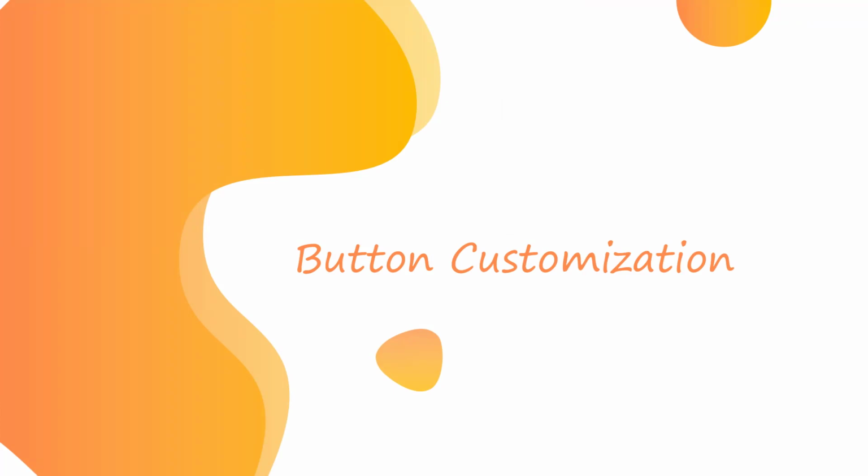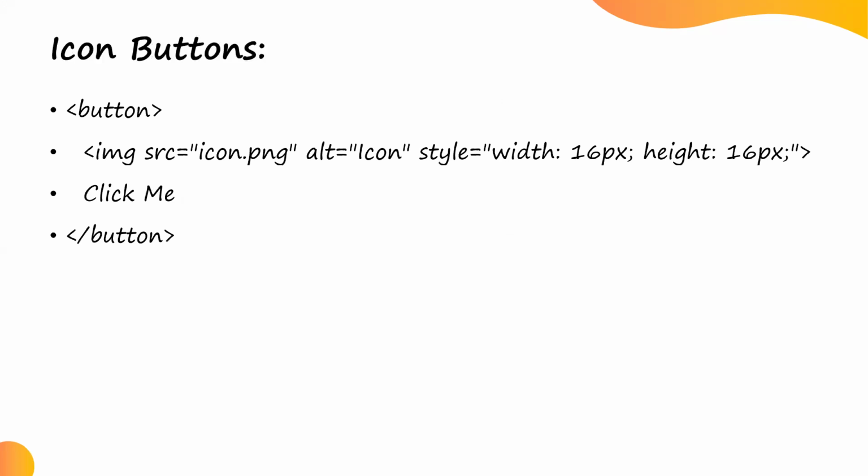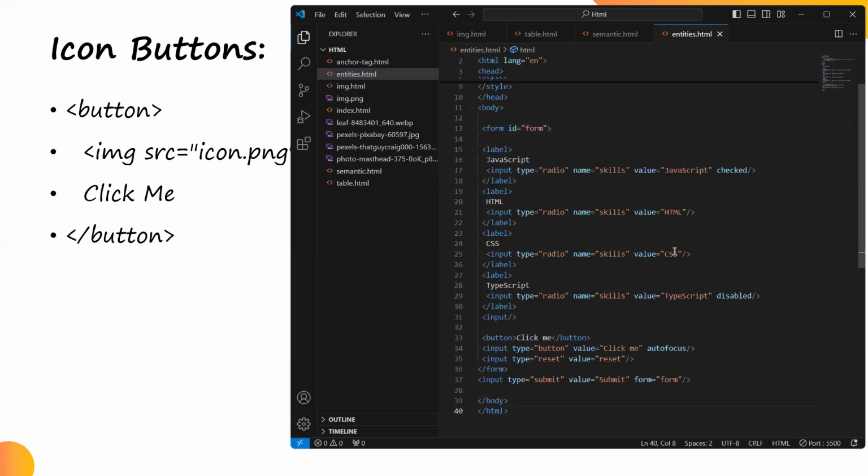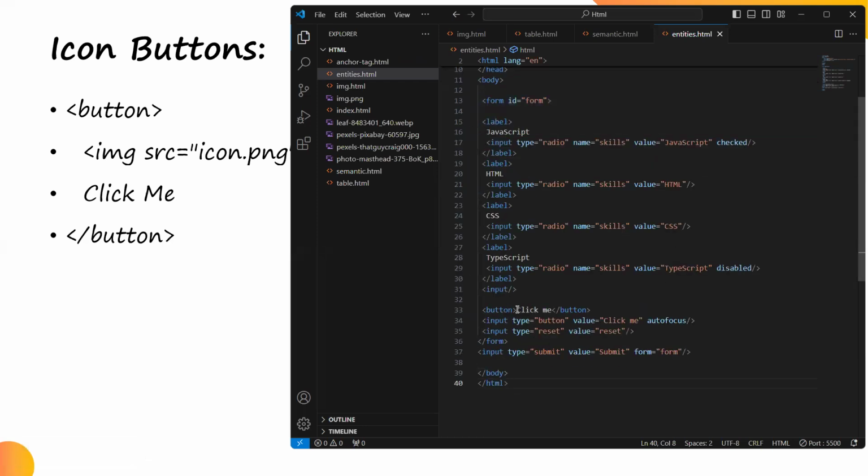So you can also customize your button. You can customize the button to have images. I don't know if I have any image. So inside of this button, you would have an image. Let me see if I have any image in my folder. Okay, I have an image. So this button that I have here, I can actually have an image here.